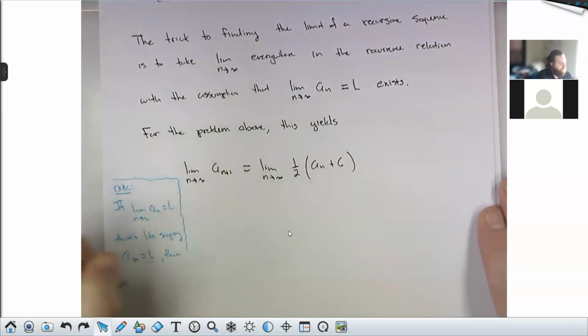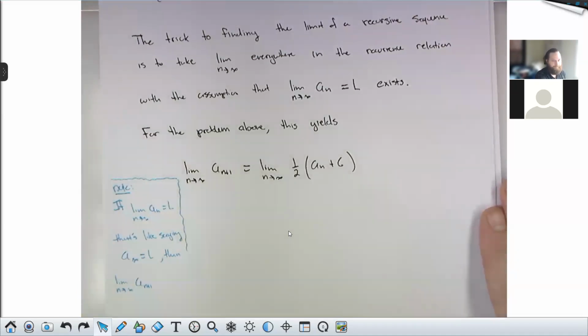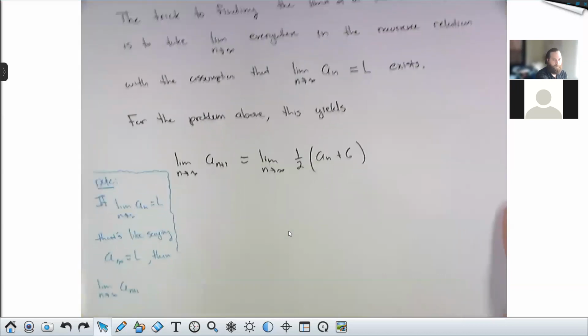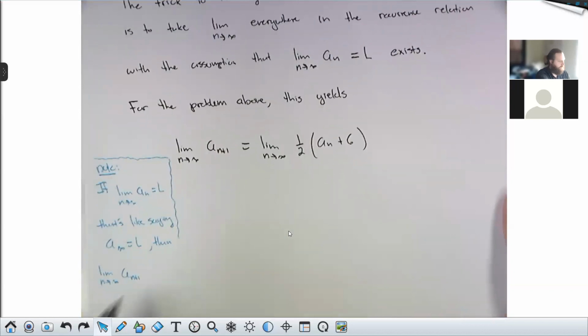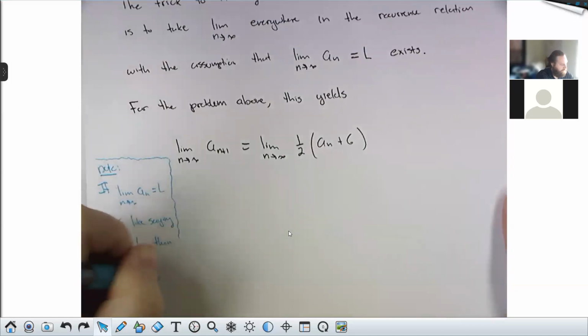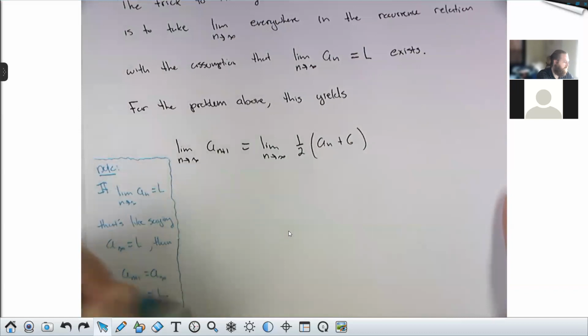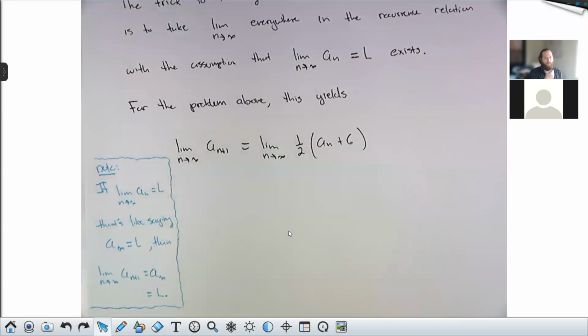then the limit as n goes to infinity of a sub n plus 1: as n goes to infinity, n plus 1 also goes to infinity. This would also be a sub infinity. So that would also be L. That's the idea here. If the nth term of a sequence goes to L, then the n plus first term of that sequence goes to L. It's literally just the next term.